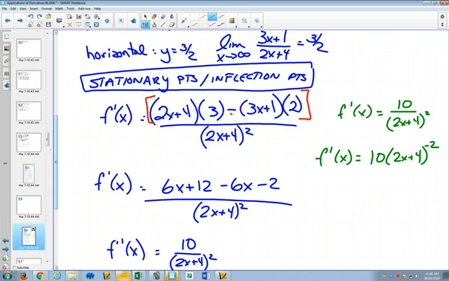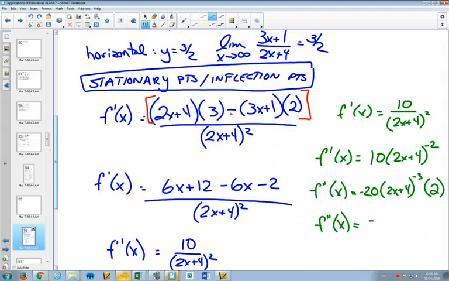So using the chain rule, 2 comes out in front, subtract 1 from the exponent, multiply by the derivative of the inside. Simplifying this, we're going to get -40 over 2x plus 4 cubed. Again, just like before, the only way that would equal 0 is if our numerator is equal to 0, so it's never equal to 0.